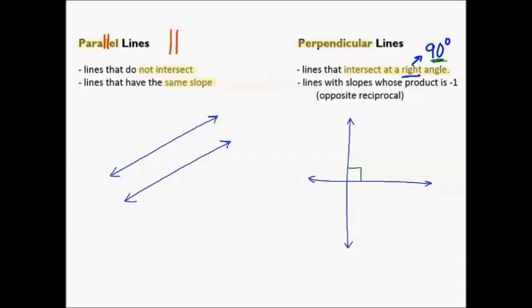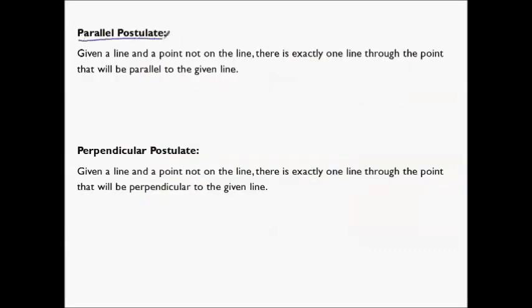And you will recall from Algebra 1 that these lines have slopes whose product is -1, or we've also talked about the slopes being opposite reciprocals of each other. The symbol for perpendicular looks like perpendicular lines. Some people refer to it as an upside down T. This means perpendicular.